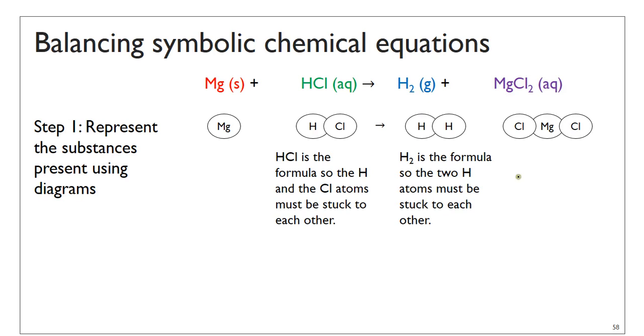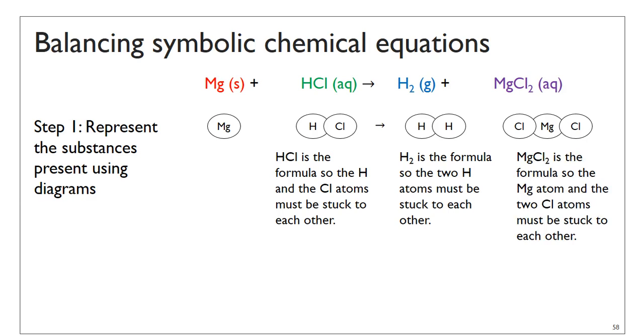And lastly, we're looking at MgCl2. So there's one magnesium atom here, and there are two chlorine atoms. You don't have to draw them in this orientation, but once again, the idea is whether or not you understand that the magnesium and the two chlorine atoms have to stick together. All right, so that's step one. And once you've done this, essentially you're going to balance by just adding more of the entire thing.